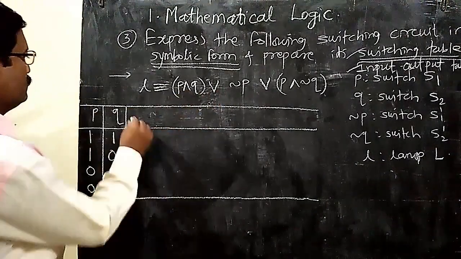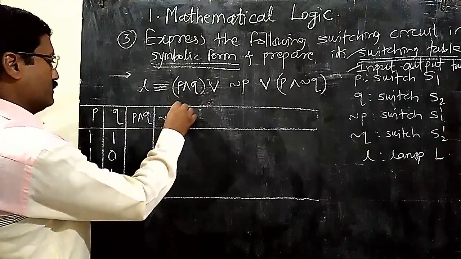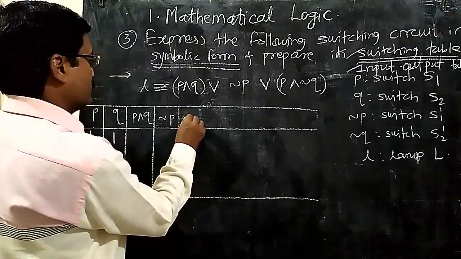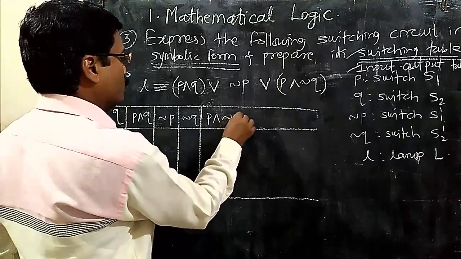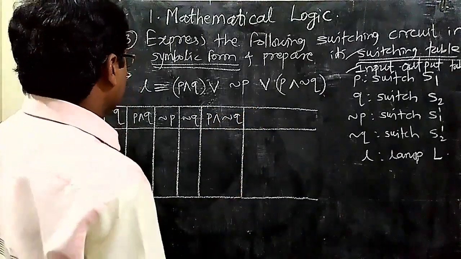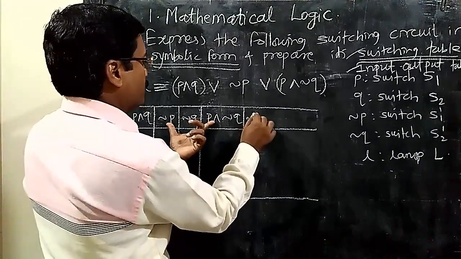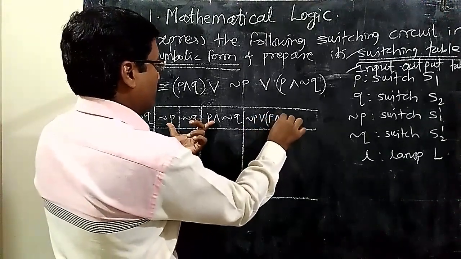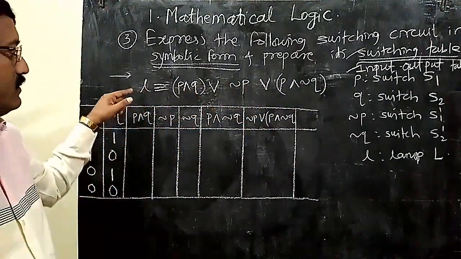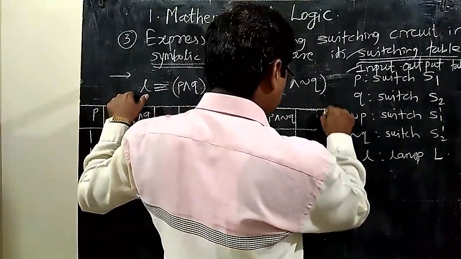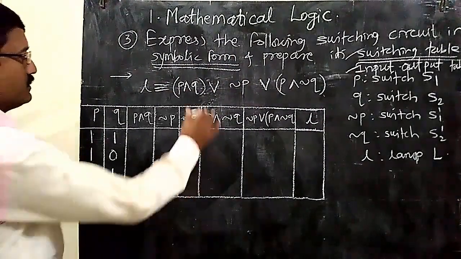We need the next one as P and Q. Next, negation of P. Then we require negation of Q. Then we take the statement P and negation Q. In the next step, we take the disjunction of these three statements: P and Q, negation of P, and P and negation Q. All these statement patterns we have taken with the symbol small l, so I will write small l for that symbolic form.